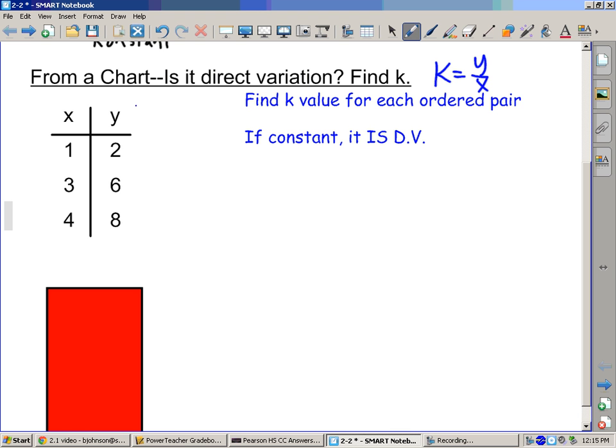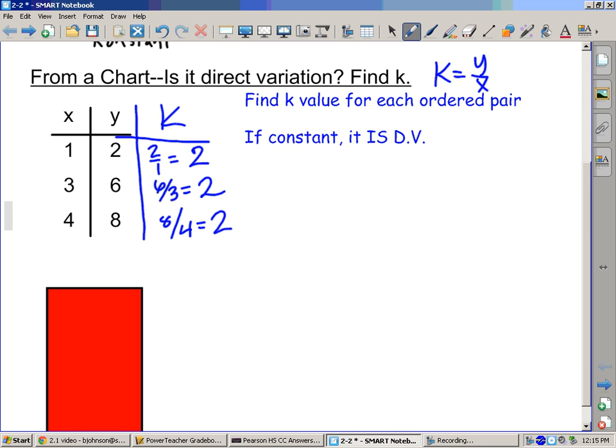So I'm going to make a third column in our chart here, and I'm going to call it the k column, and we're going to run a little test. To do that, we take all the y's and divide them by the x's. So the first one would be 2 over 1. That equals 2. And the next one, 6 over 3, also equals 2. And then the last one, 8 over 4, equals 2.